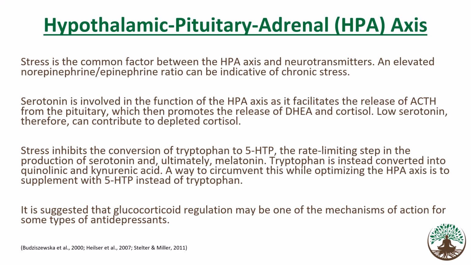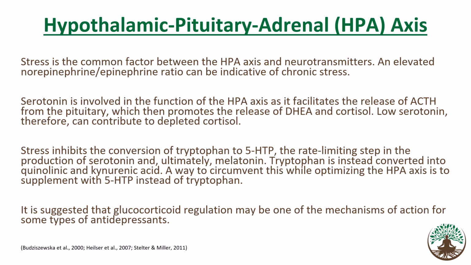Stress is the common factor between the HPA axis and neurotransmitters. An elevated norepinephrine-epinephrine ratio can be indicative of chronic stress. Serotonin is involved in the function of the HPA axis as it facilitates the release of ACTH from the pituitary, which then promotes the release of DHEA and cortisol. Low serotonin, therefore, can contribute to depleted cortisol.